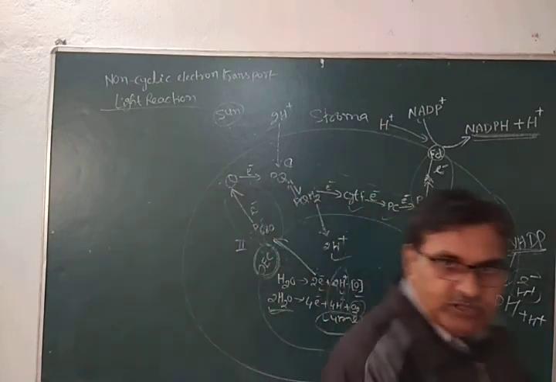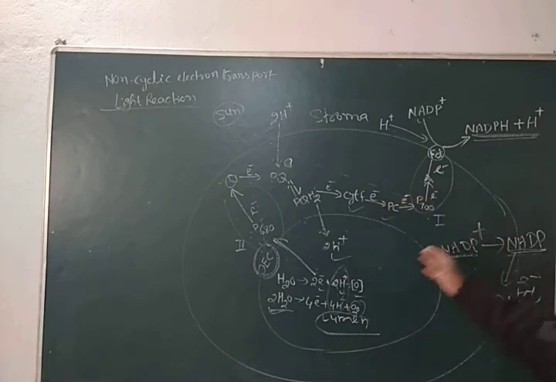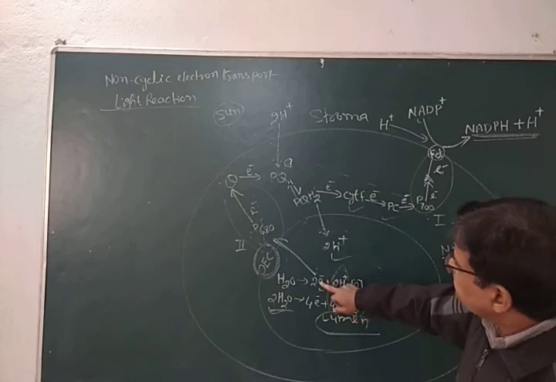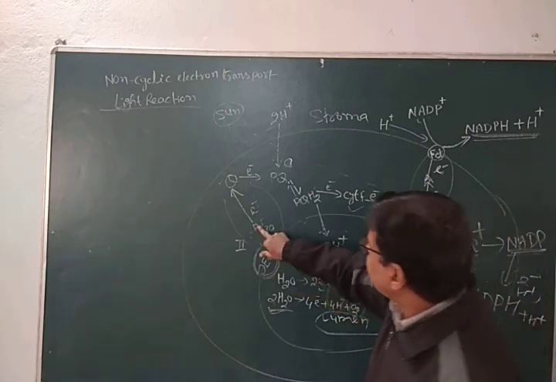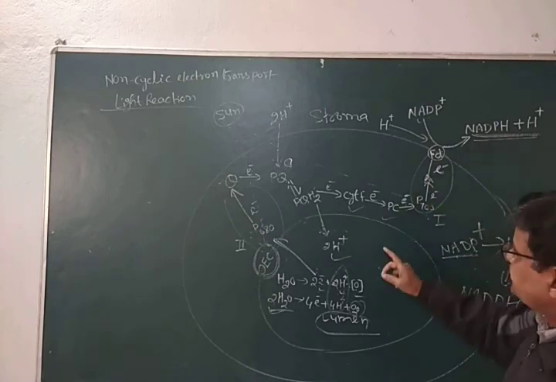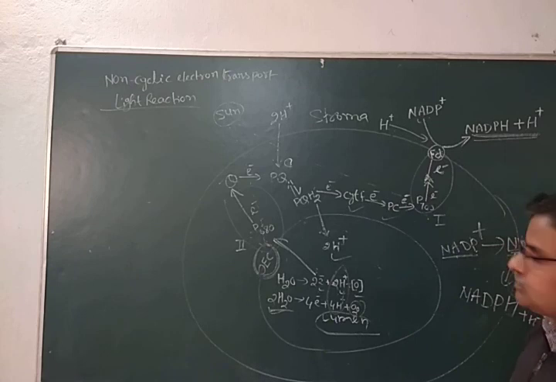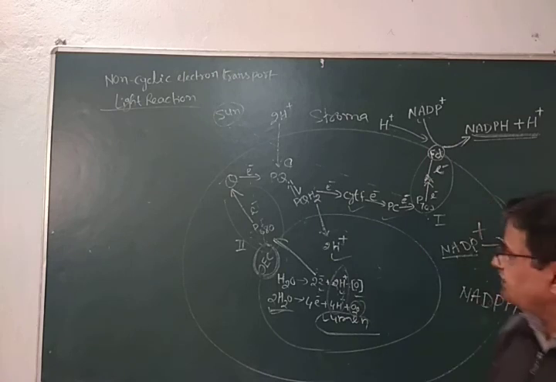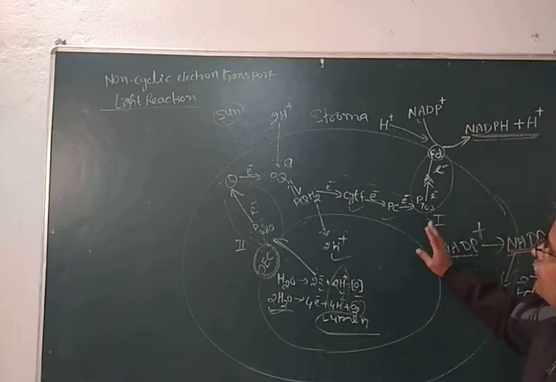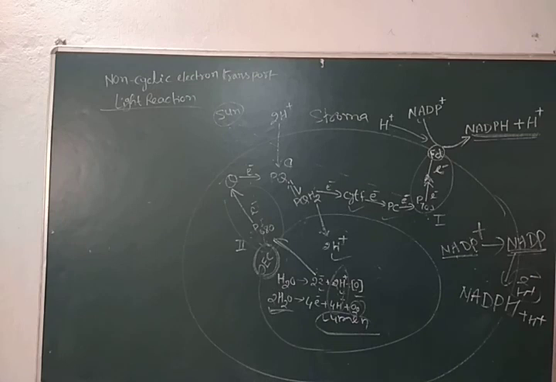So in this way, today we studied that this is the non-cyclic, because there is no cyclic flow of electron. The electron comes from the splitting of water, comes to photosystem 2, then photosystem 1, and finally it forms the NADPH. Means this electron does not return back to the photosystem. So we can say that this is the non-cyclic electron transport. This is one of the mechanisms of light reaction. In this reaction, the products are ATP and NADPH. In the next class we will learn how the production of ATP occurs.